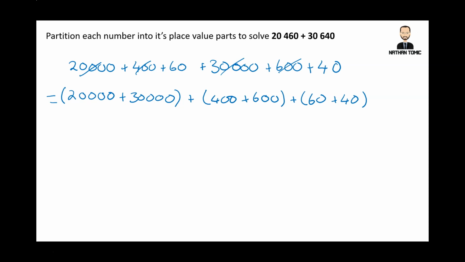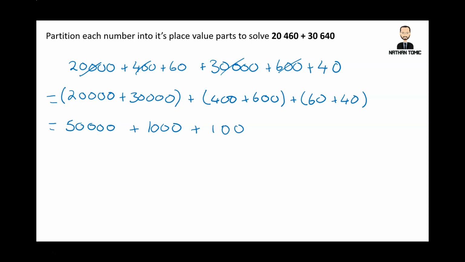Let's solve each of the brackets first. So 20,000 and 30,000. Well, again, we could partition this further if we need to, but we're just going to look at the place values. So 3 and 2 in those first place values gives us 5, and we've got the same number of zeros. So we end up with 50,000 there. Plus 400 and 600, 400 plus 600. Of course, that gives us 1,000. And 60 plus 40 gives us 100.